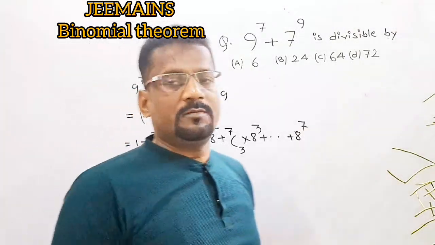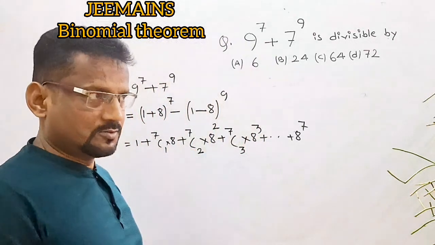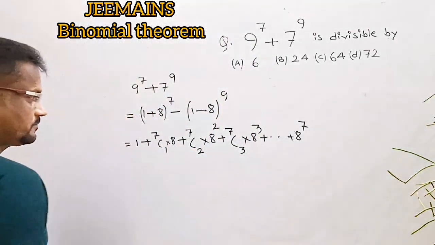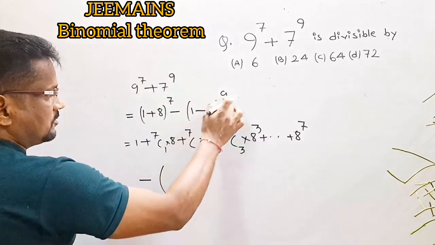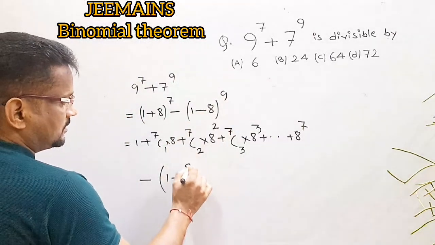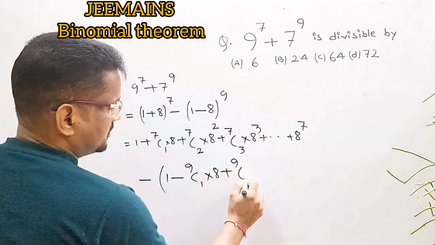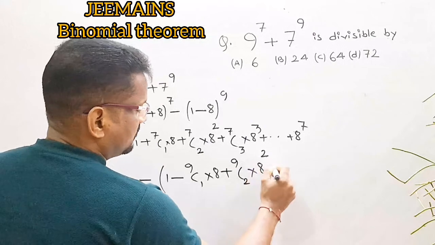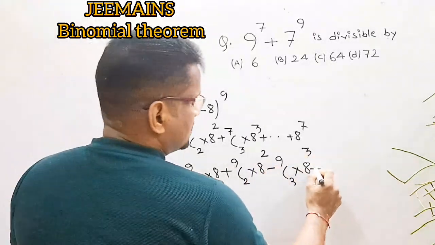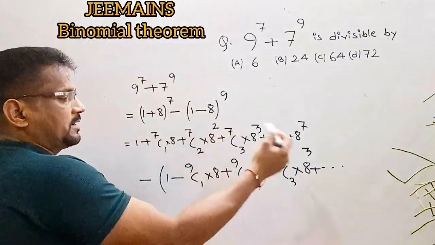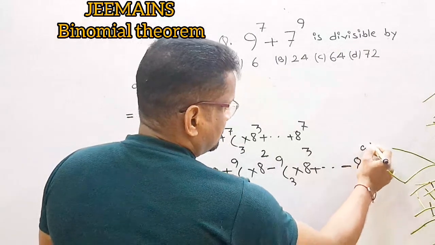So which expansion have we used? (1 plus x) to the power n, that is 1 plus nC1 x, nC2 x square and so on up to x to the power n. Now the second part, minus (1 minus x) to the power n. So 1 minus 9C1 into 8 plus 9C2 into 8 square minus 9C3 into 8 cube plus so on. As it is an odd power, alternating plus and minus signs will come. It is minus 8 to the power 9.